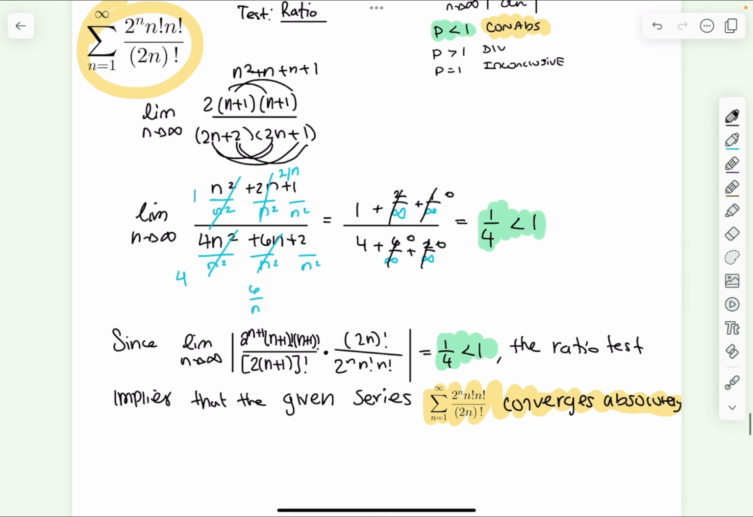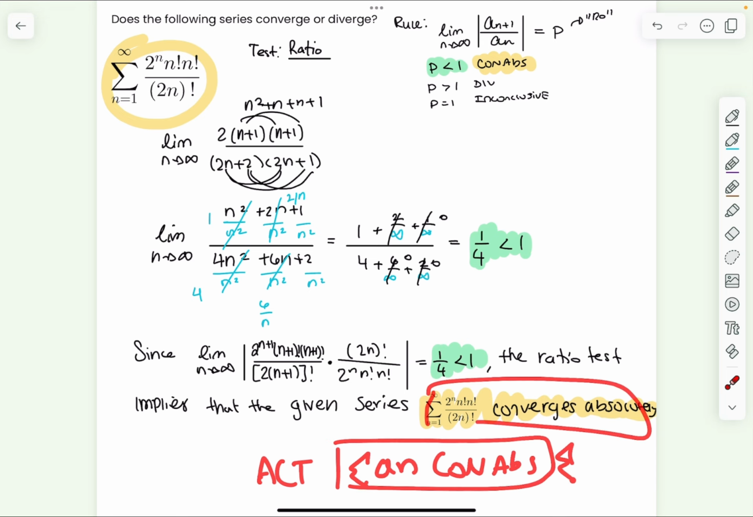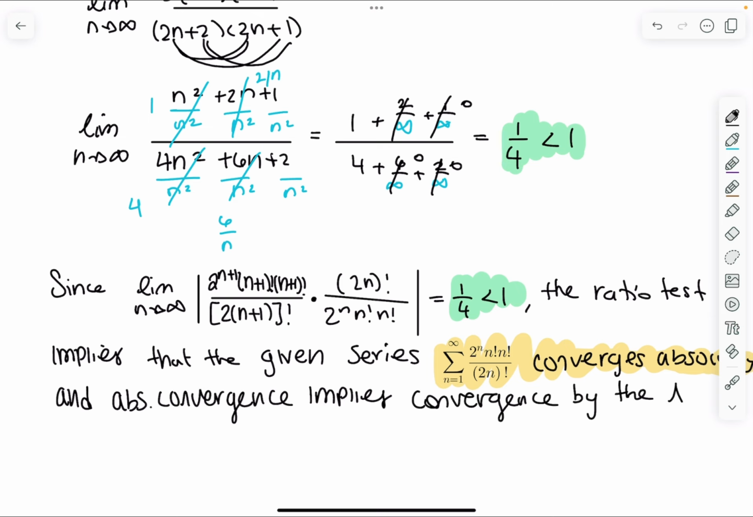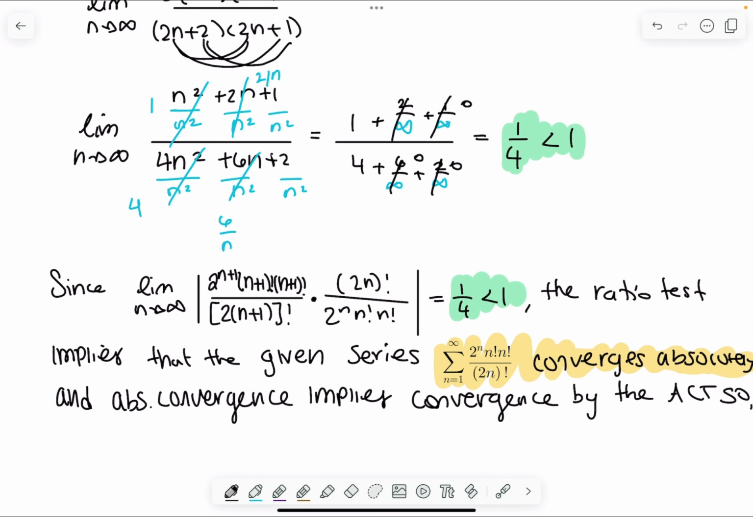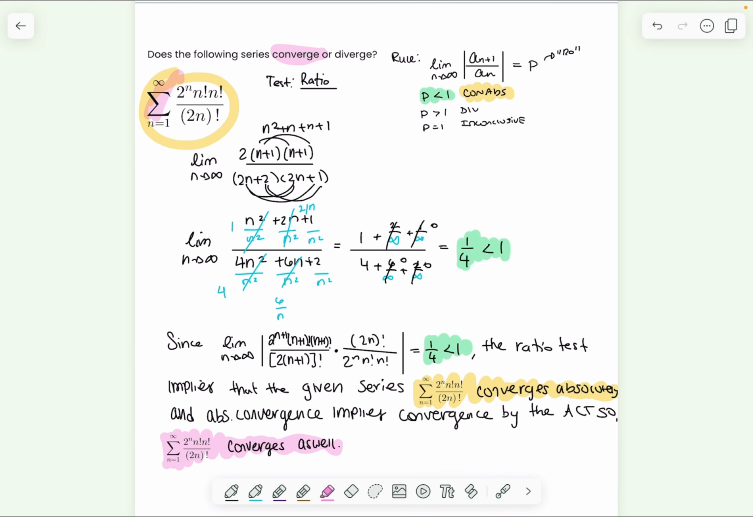So this is where our number 2 tool in our toolbox comes in. The absolute convergence test says that if you have any series that converges absolutely, which we do have, then we can say that that same series converges. And absolute convergence implies convergence by the absolute convergence theorem. So the given series converges as well. And that is our final answer.